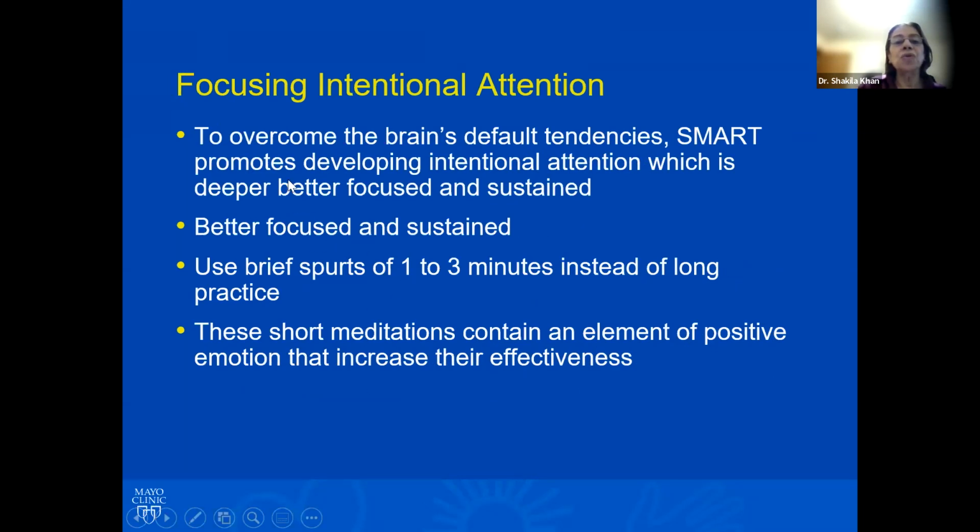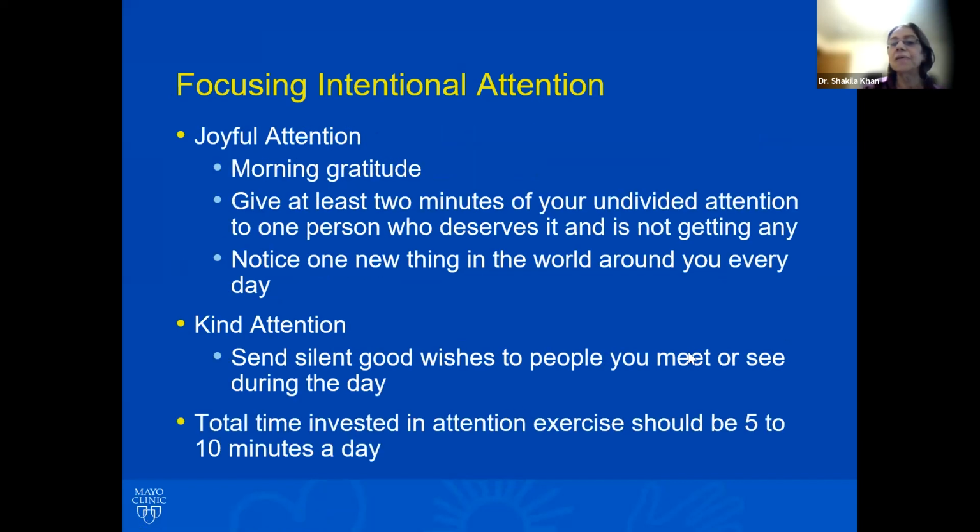So to overcome the brain's default tendency, SMART promotes developing intentional attention, which is deeper, better focused and sustained. Use brief spurts of 1 to 3 minutes instead of long practice. Because yes, there are meditations, yoga, everything. But the beauty of this is that he says you don't have to do it for very long. These short meditations contain an element of positive emotion that increases the effectiveness.